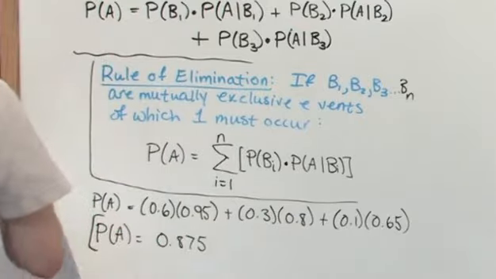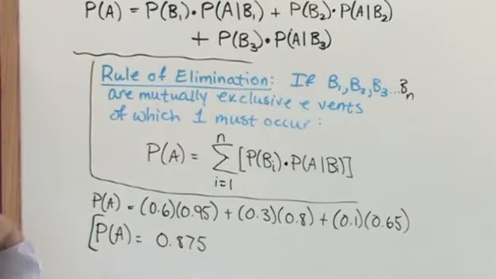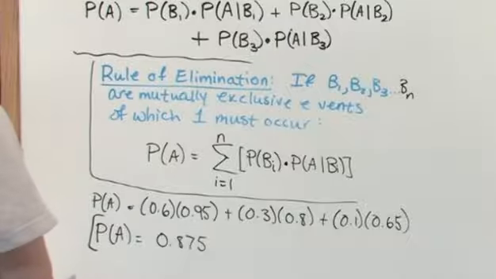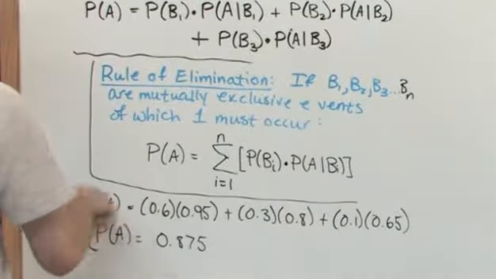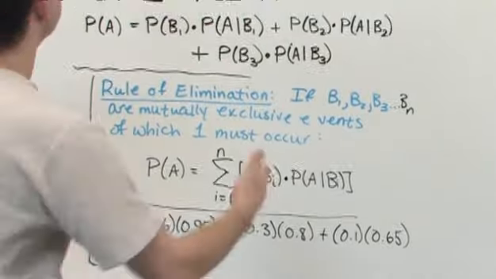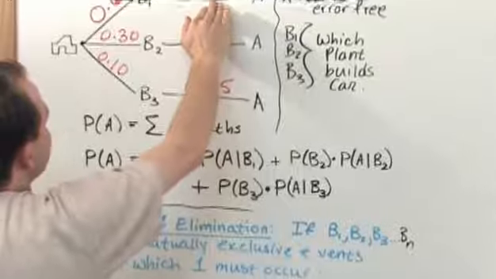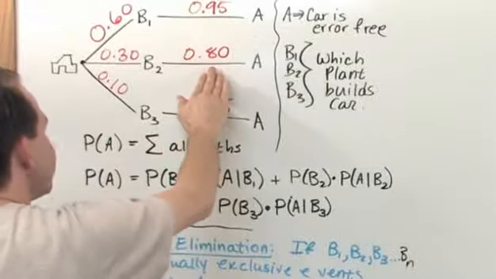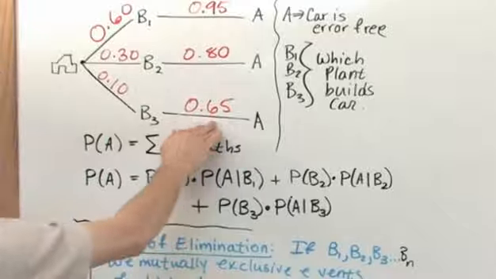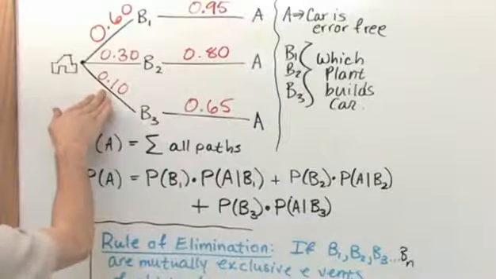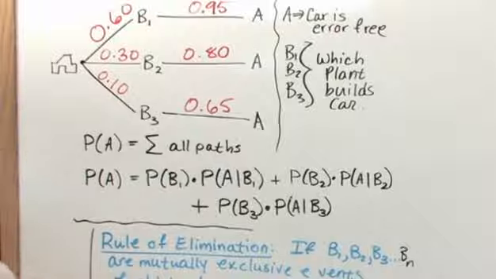So if I bought a car and I have no idea where it's built, given that these factories have the percentages associated with them, the probability of having a defect-free car is 0.875. And it kind of makes sense because one of the factories has a very, very good rate of producing good cars, one of the factories is lower, and one of the factories is pretty bad. But luckily, this factory that's pretty bad actually doesn't produce very many cars. So that's why the probability is still pretty high that my car is actually going to look good.